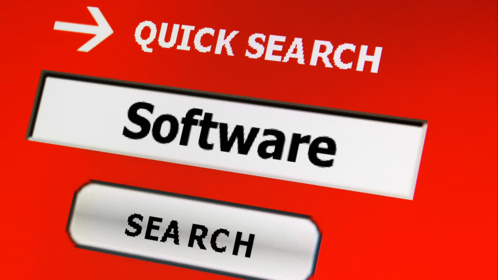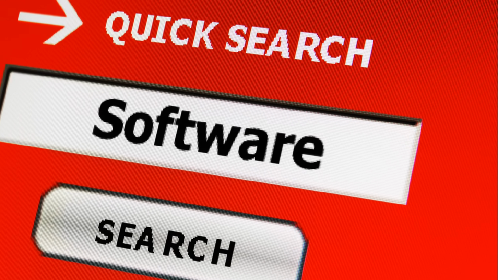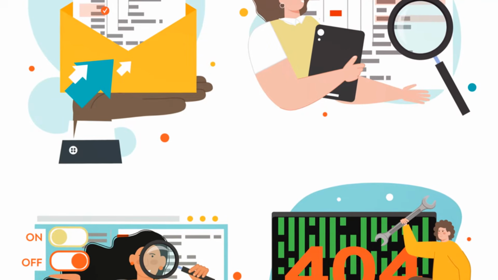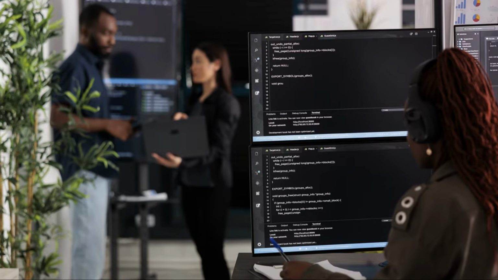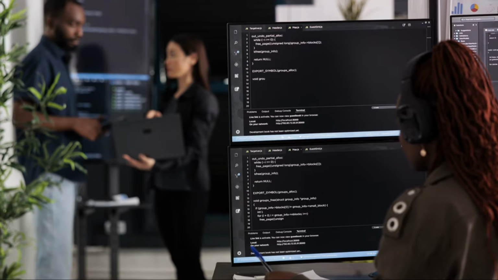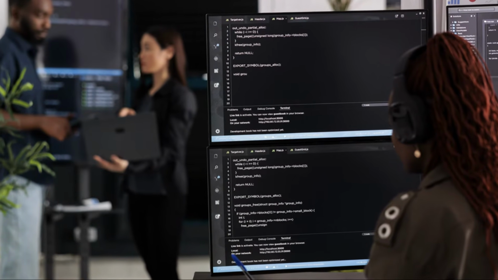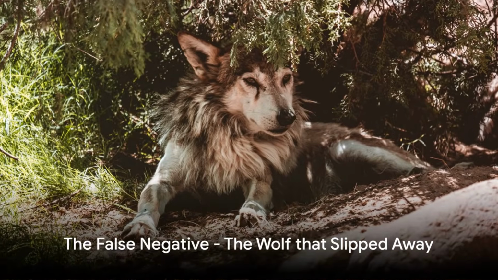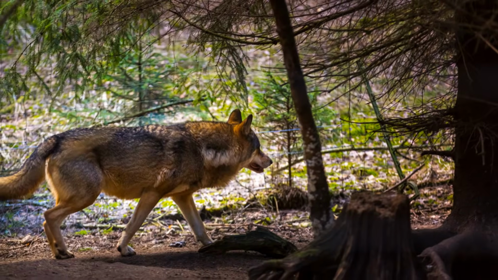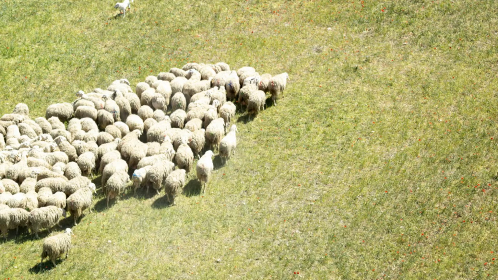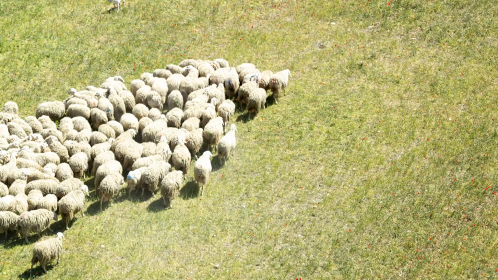So, a false positive, like mistaking a dog for a wolf, can lead to unnecessary alarm and wasted resources. And in the world of software testing, where time and resources are always at a premium, it's something that teams need to avoid as much as possible. Now, imagine the opposite. A wolf is mistaken for a harmless dog and slips into the flock unnoticed. That's a false negative. Let's expand on this analogy.